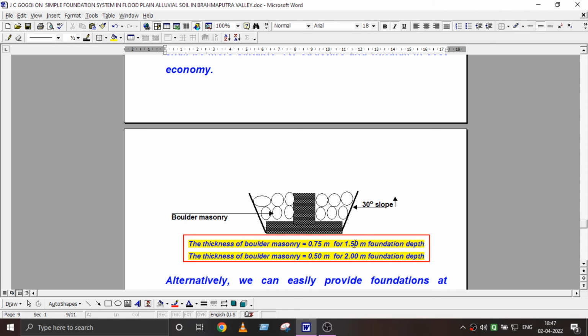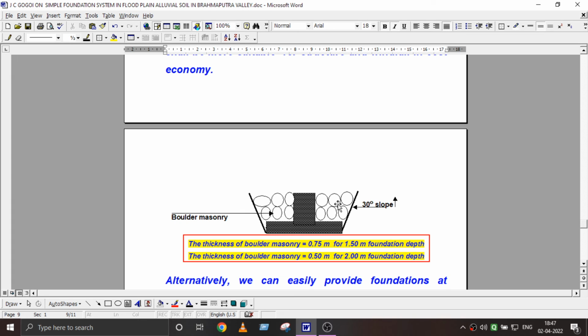If we provide the foundation at 1.5 meter, we need only 0.75 meter of boulder filling. Boulder masonry works with lean cement, that is one cement, sand 6 to 8, just to keep a little bondage. In case of 2 meter, we need only half meter of boulder pitching.